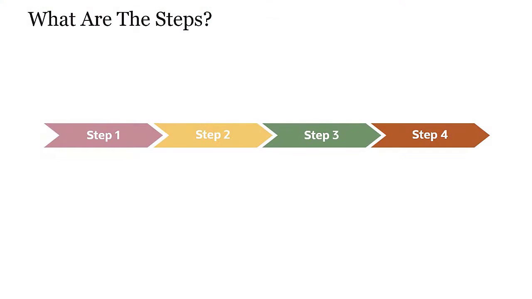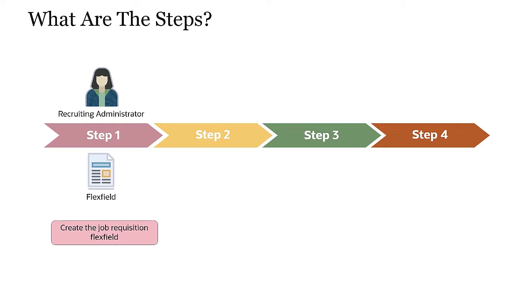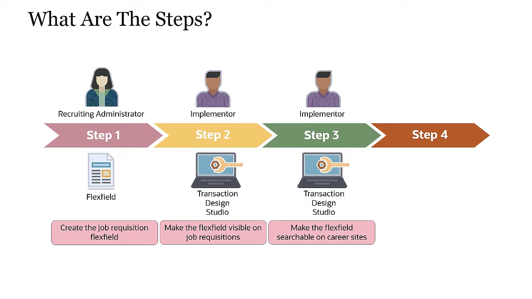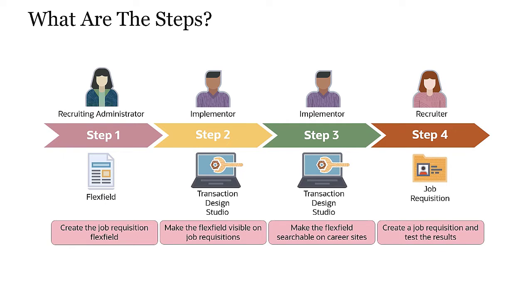There are 4 overall steps to making job requisition flex fields searchable. First, either an implementer or recruiting administrator creates the flex field. Next, an implementer uses Transaction Design Studio to expose it. Still in Transaction Design Studio, the implementer makes the flex field searchable. Finally, a recruiter should create a requisition that uses the flex field and verify that it's searchable by candidates.